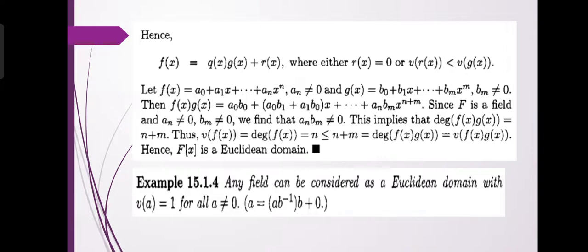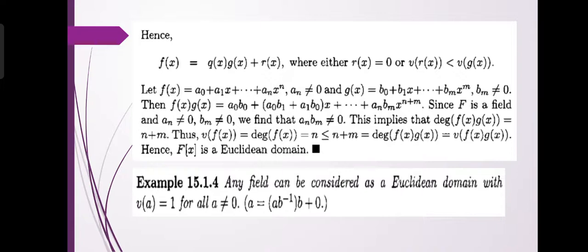This implies that the degree of f(x)g(x) is equal to n + m. Thus v(f(x)) = the degree of f(x) = n ≤ n + m = the degree of f(x)g(x) = v(f(x)g(x)).